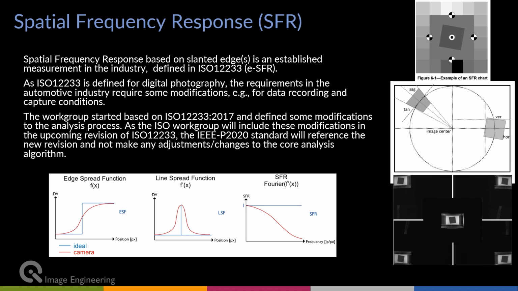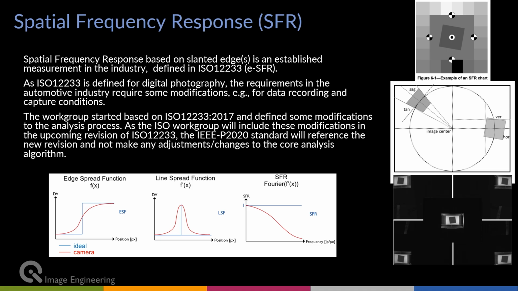So when the workgroup started, there was the ISO standard 12233. 2017 was just published and there was no indication that there's going to be an update anytime soon. So P2020 started to define modifications to the standard that are actually needed. While it took a while to develop P2020 and the ISO committee continued to work on ISO 12233, it is a case now that ISO 12233 was published before the IEEE P2020.